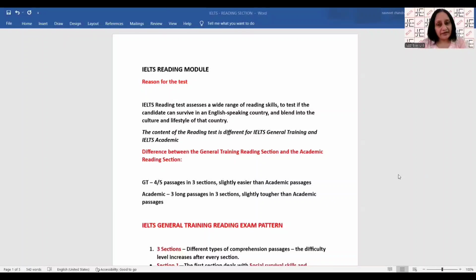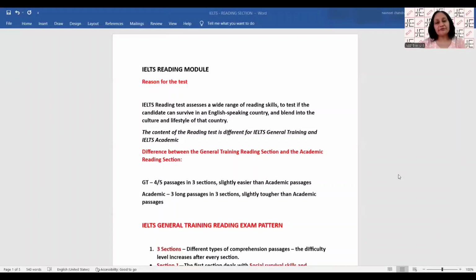So comprehension passages will be given and some questions based on those passages will be given. You need to read the comprehension. There's a time limit, and you answer the questions related to these. There are different types of questions to assess your English language skills.